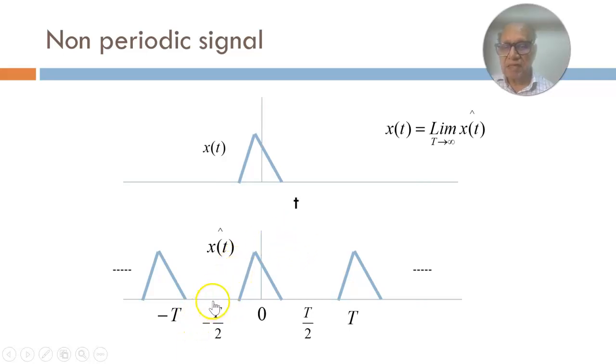Now this is minus T by 2 and this is plus T by 2. So if I go on increasing T, this will shift to the right and this will shift to the right. And as T approaches infinity, x hat(t) will become equal to x(t). Therefore, we can say that x(t), which is a non-periodic signal, can be obtained from a periodic signal by allowing T to approach infinity. So basically what we are going to do is to write the expression for the coefficients of the Fourier series for x hat(t), which is a periodic signal, then apply the limit and therefore obtain the Fourier transform. That is going to be our approach.